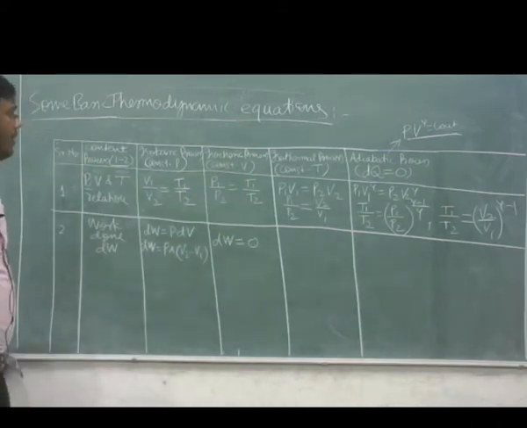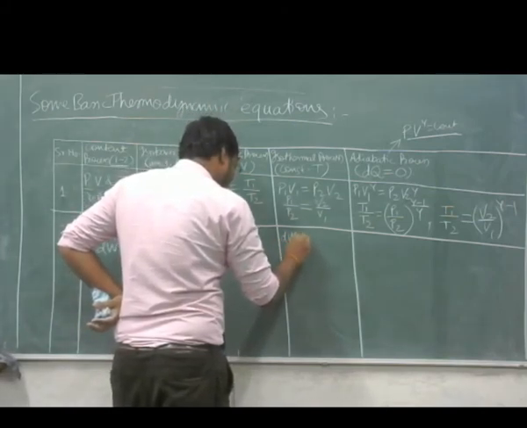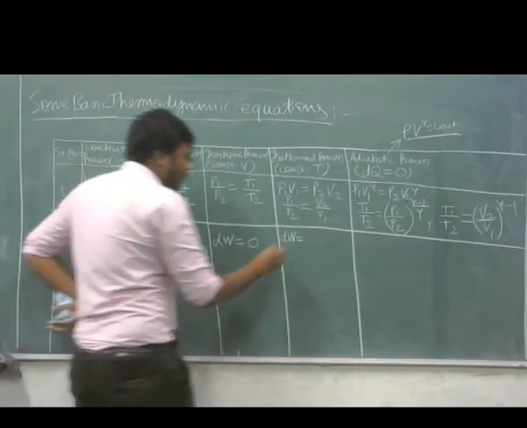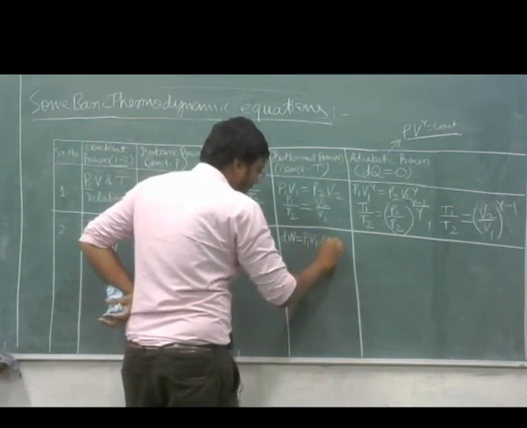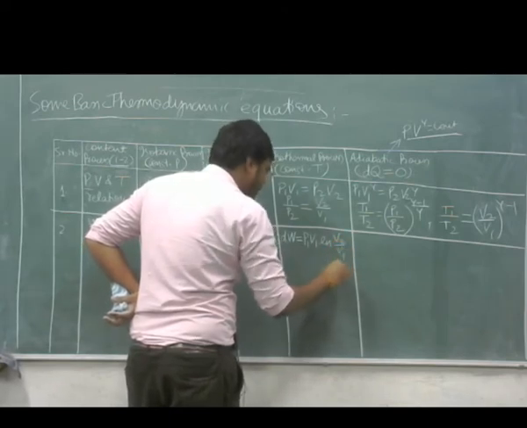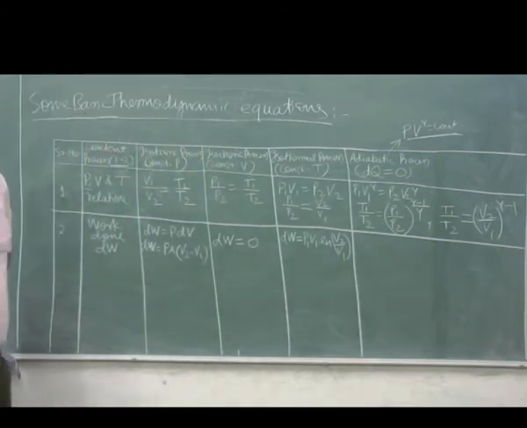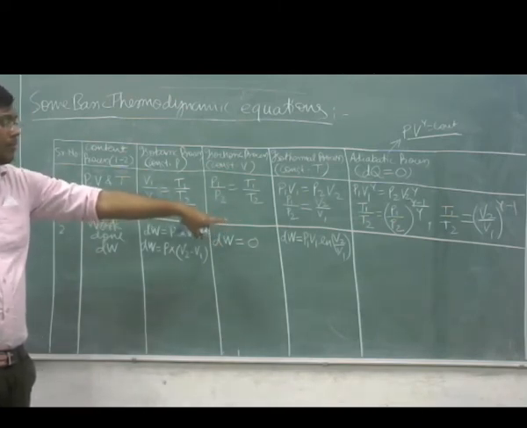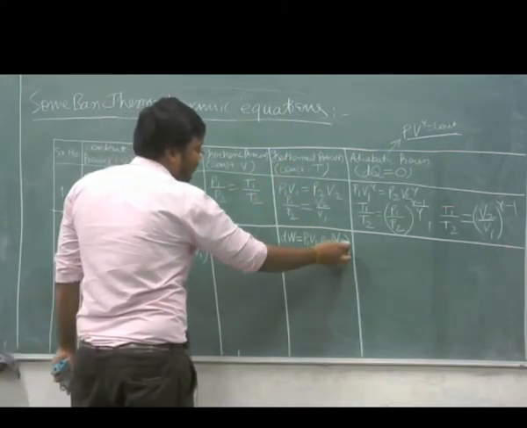Next is work done for isothermal process. Here you need to remember the formula. dW equal to P1 V1 ln V2 by V1. You have studied the derivation of this formula in second year in thermodynamics subject, so I am reminding you the formula. What is the work done for isothermal process? P1 V1 ln V2 by V1.